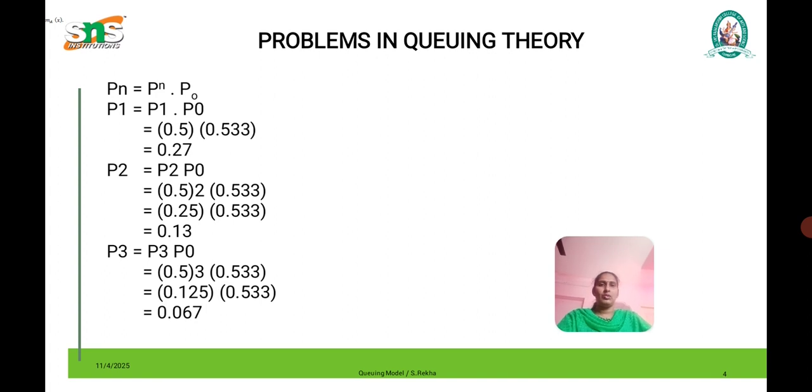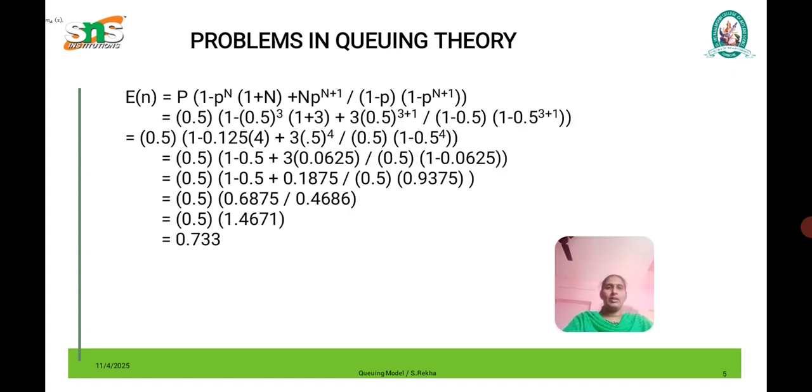So Pn is also calculated: P power n, P naught, P1. P1 is 0.5. Then P2 means already 0.5 to the whole square, 0.5 into 0.5 you will get 0.25. P3 is P naught 0.5 to the whole cube. You multiply 0.5 three times, 0.5 into 0.5 into 0.5. Okay. So these calculations you can solve in the calculator. After finding all the values only we can apply in this problem.